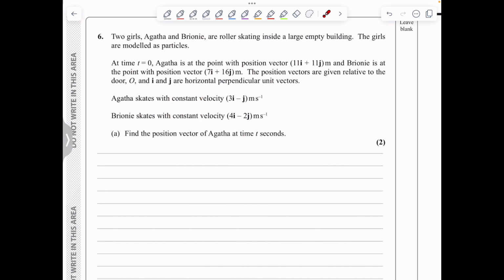Well, we know that the position vector of Agatha will be given by the initial position vector plus the velocity with which we are moving times t. So in our case, it's going to be the 11i plus 11j, the initial position vector, plus the 3i minus j times t, which can be written as 11 plus 3t, that's the i component, plus 11 minus t, and that's the j component, and that's in meters.